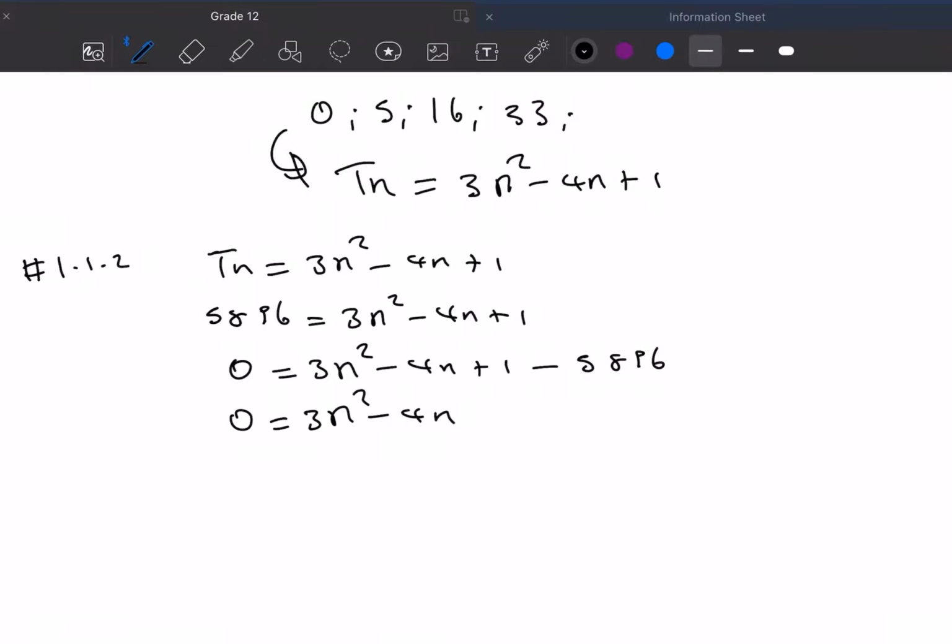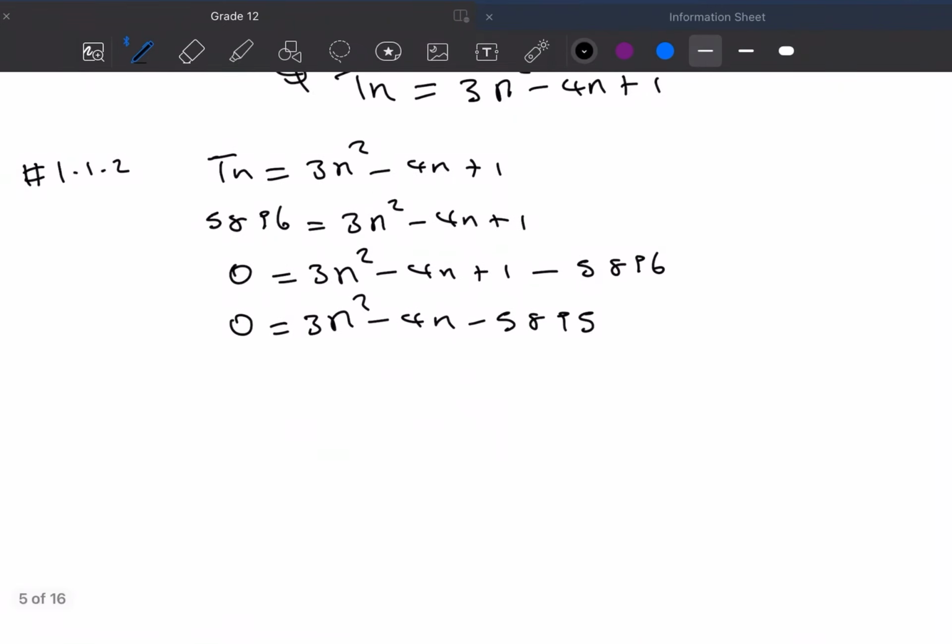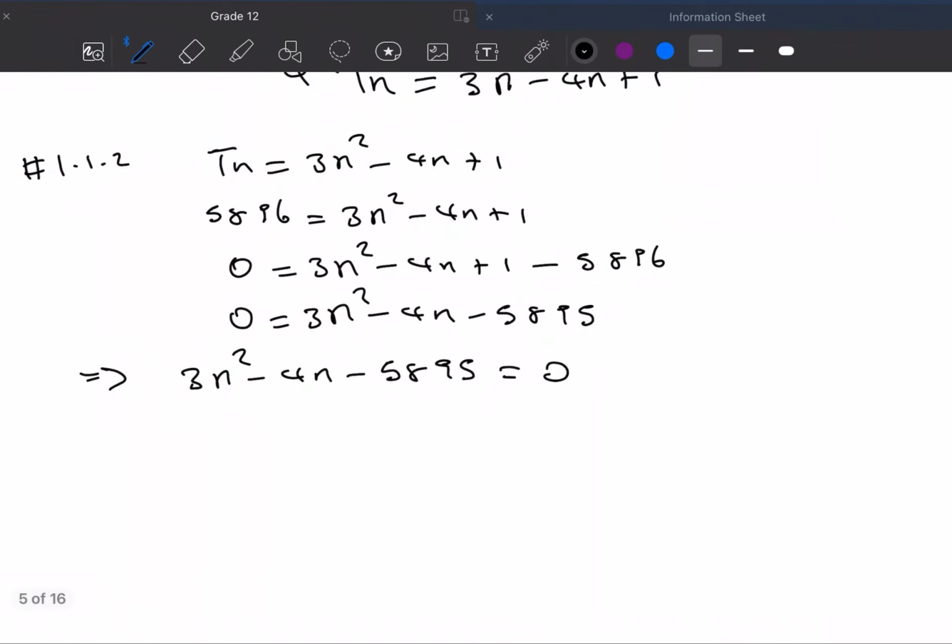So 0 is equal to 3n squared minus 4n. So 1 minus 5,896 is minus 5,895, right? I love to write it this way though, 3n squared minus 4n, just preference, nothing special. This is the same thing. And then from here we can now use what you call a quadratic equation, right?